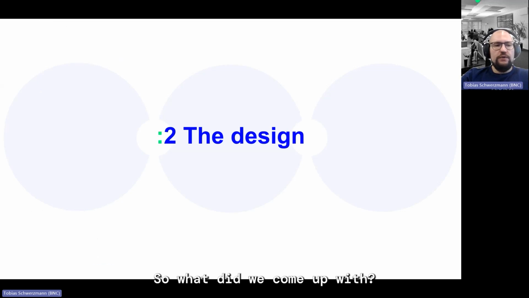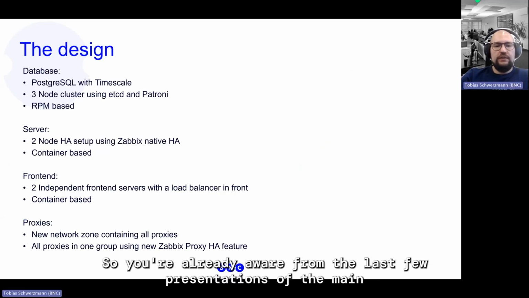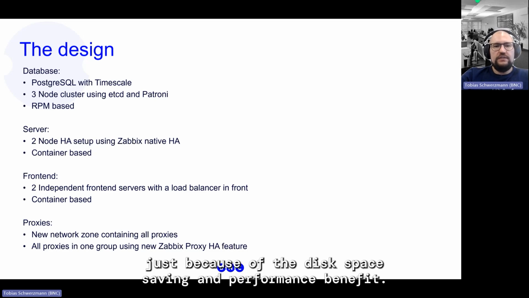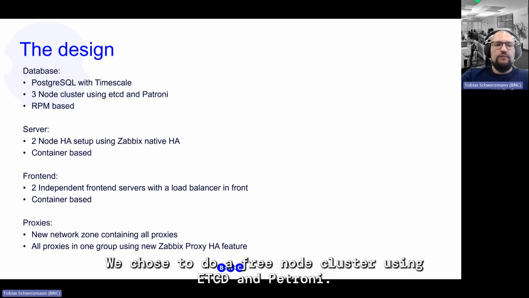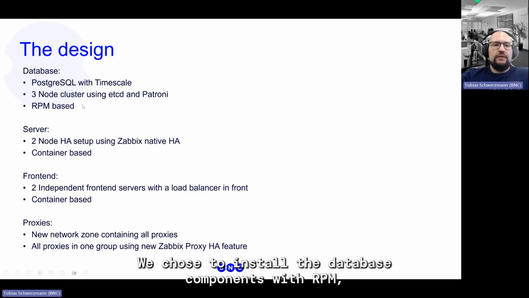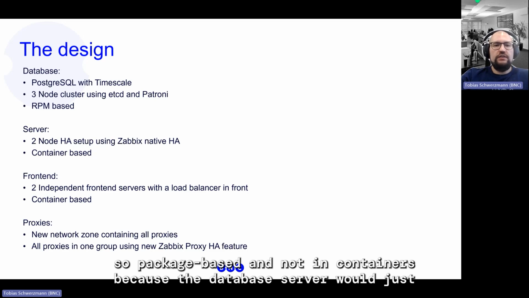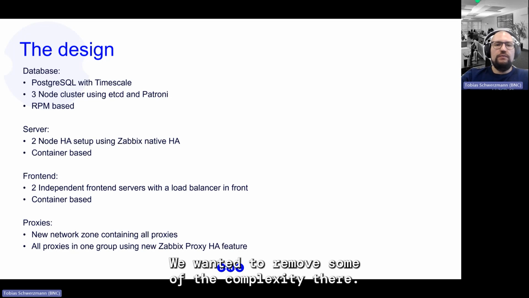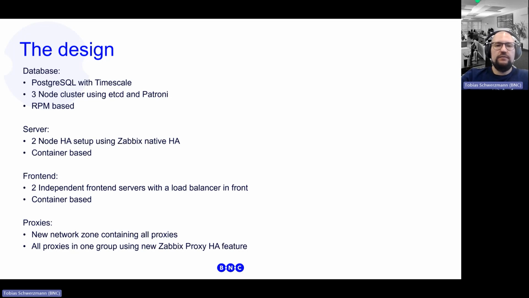So what did we come up with? You're already aware from the last few presentations of the main Zabbix components. So for the database, we chose to go with PostgreSQL with TimescaleDB, just because of the disk space saving and performance benefit. We chose to do a 3-node cluster using etcd and Patroni for redundancy. And we chose to install the database components with RPM, so package-based and not in containers, because the database server would just be running the database, nothing else. So we wanted to remove some of the complexity there.